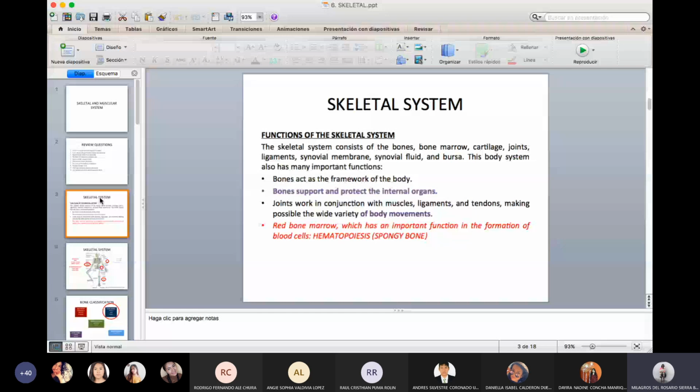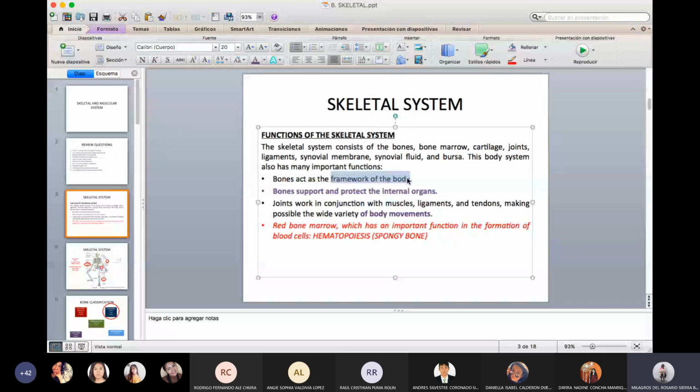So about the skeletal system, you know that the main function of the skeletal system is to act as a framework for the body, and it supports and protects the internal organs. Also, in conjunction with muscles, like you've seen in the video in practice, it helps with locomotion or body movement. Another main function is the formation of blood cells in the bone marrow, the red blood cells, by hematopoiesis, and this takes place especially in the spongy bone.